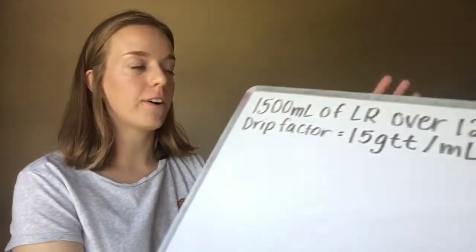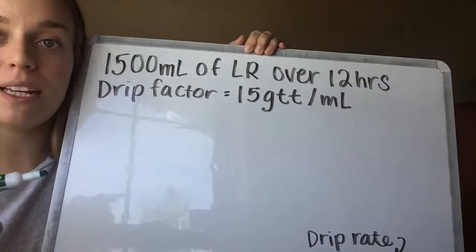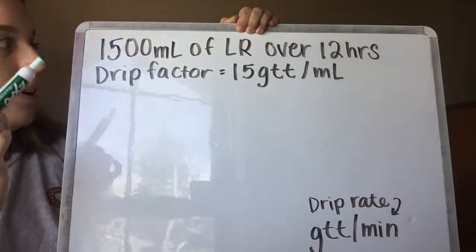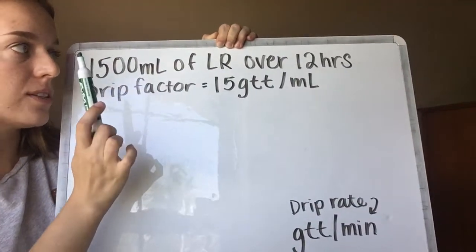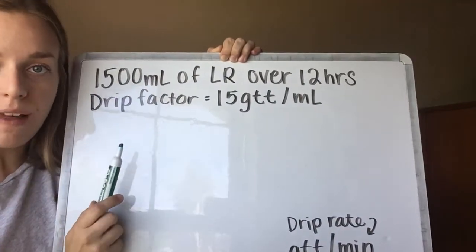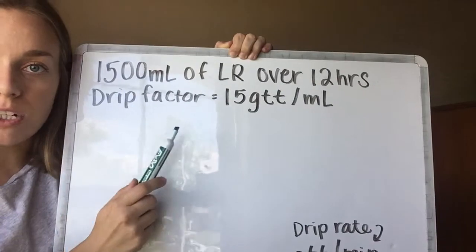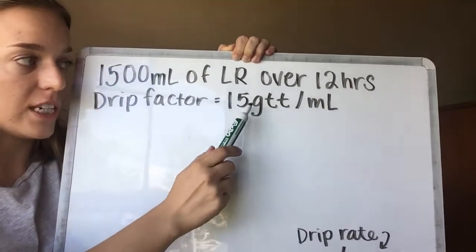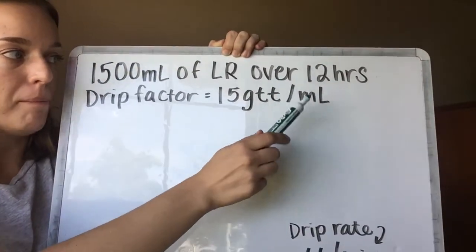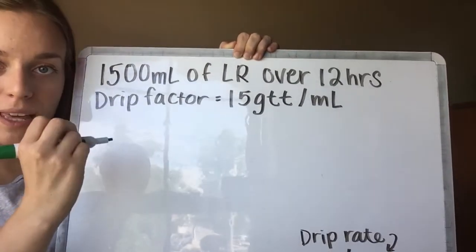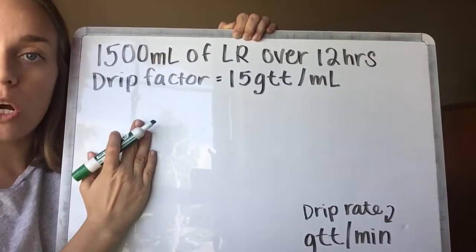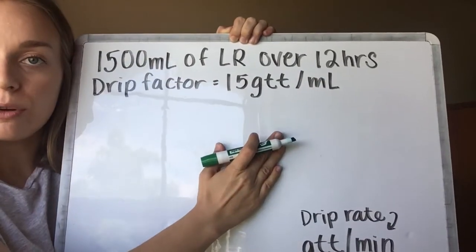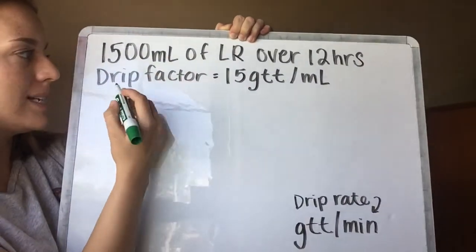Alright, we've got our first problem here for calculating the drip rate. So we have 1,500 milliliters of LR over 12 hours, and we have a drip factor of 15 drops, GTT is drops, per milliliter. So knowing this, we're going to set up dimensional analysis, what we know, and then put in our helpful conversion factors. So let's write down what we know.